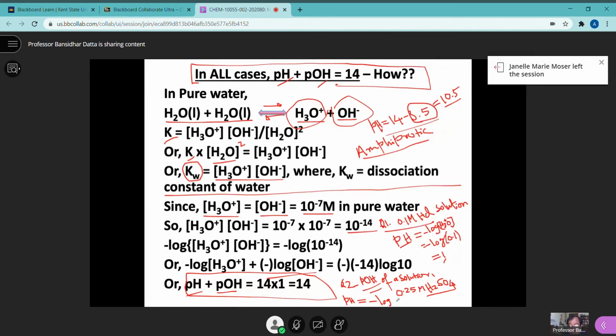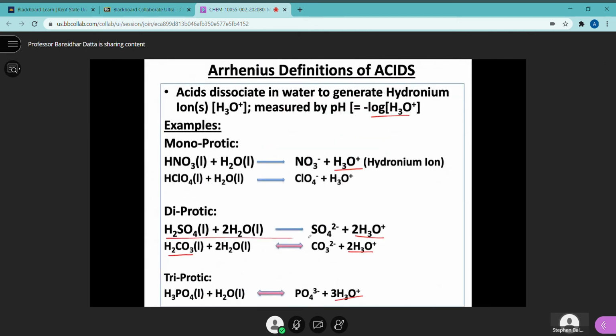Who said that? Very good. Exactly, that is right. So the negative log of 2 times 0.25. Can you explain to everybody why you multiplied by 2? Because there are 2 hydrogens and it's going to dissociate into 2 H3O plus. Very good. Sulfuric acid has 2 protons, it's a diprotic acid. So if you have 0.25 moles of sulfuric acid, you get 2 times 0.25 moles. Excellent. That is correct.